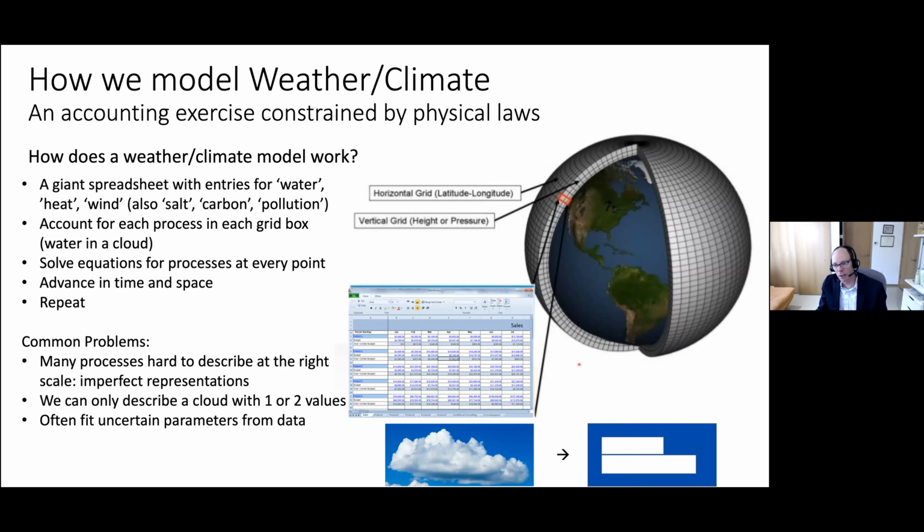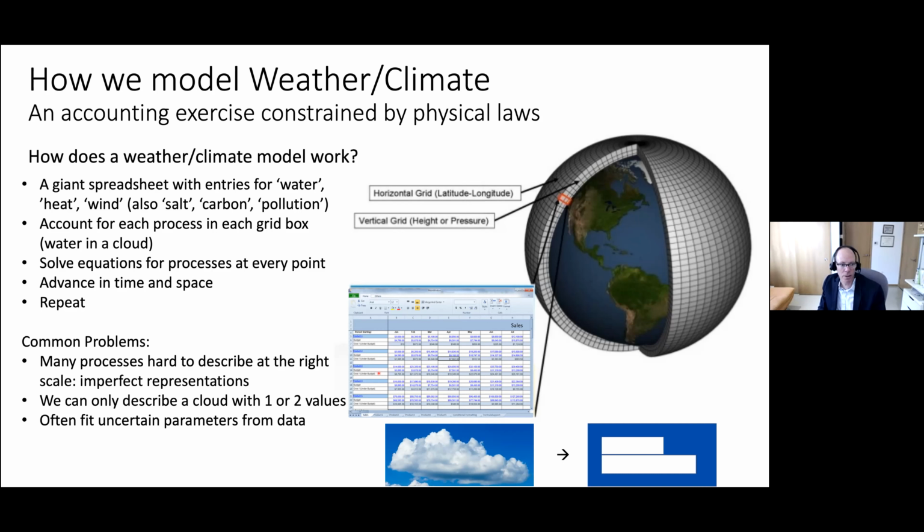So imagine a spreadsheet, and what I've shown here just happens to be a spreadsheet of dollars. This is some hypothetical sales of a company from some demo for Microsoft Excel. But think of a giant spreadsheet, and at every point on the planet, you have entries for not dollars, but water, heat, wind, salt, carbon, aerosols. All these different things are tracked. And you have a spreadsheet at every grid box on the planet, both in the horizontal and in the vertical. You have different spreadsheets at each point in the atmospheric column.